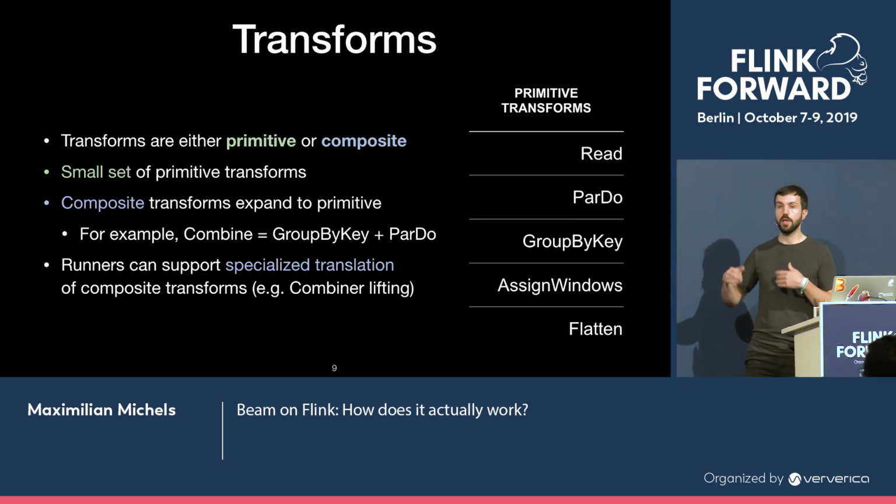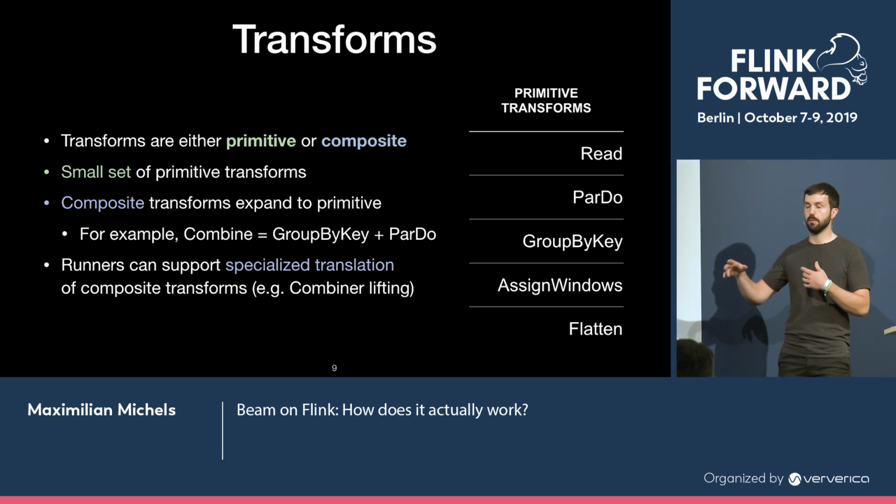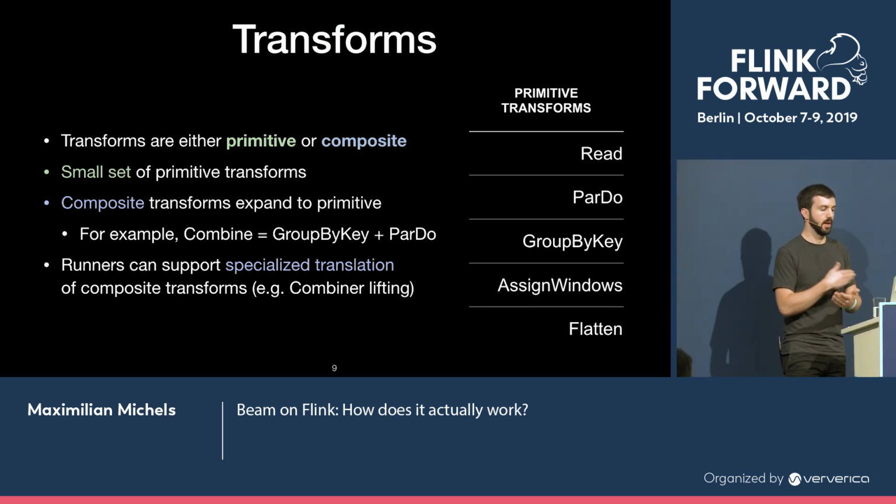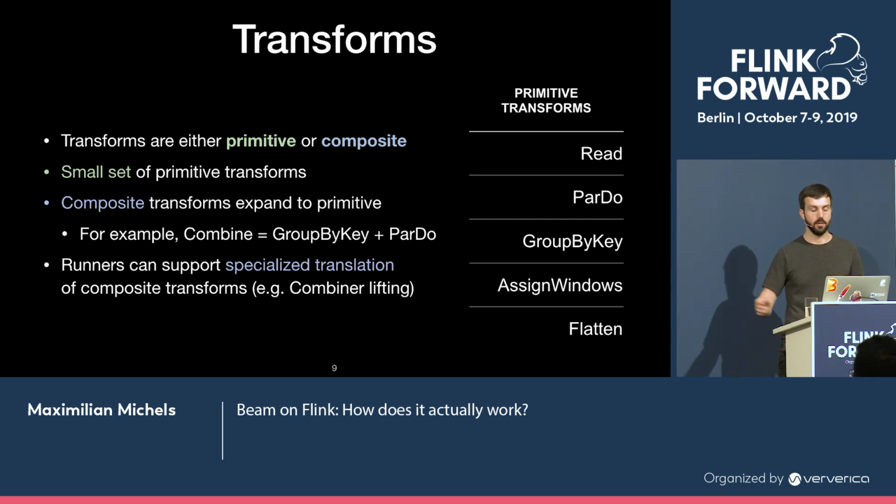But we could also implement our own combine translator, which would do something like combiner lifting, so that you pre-aggregate values before you send them over the network.